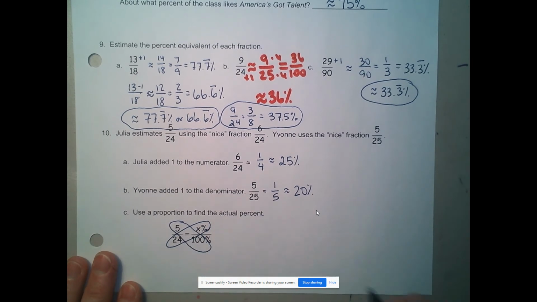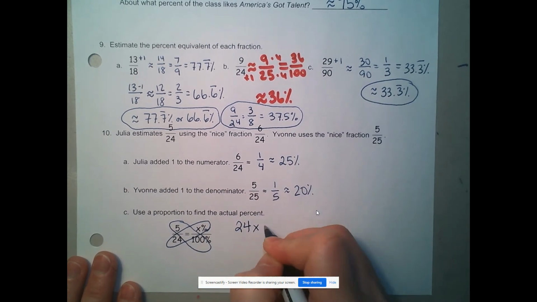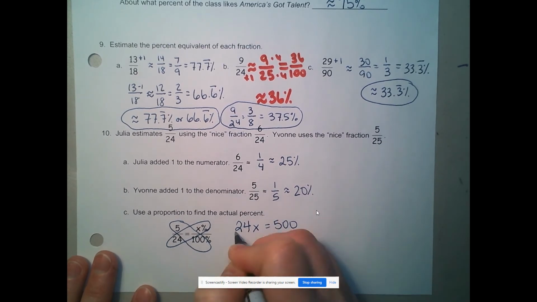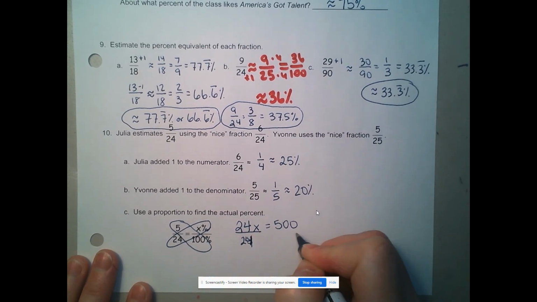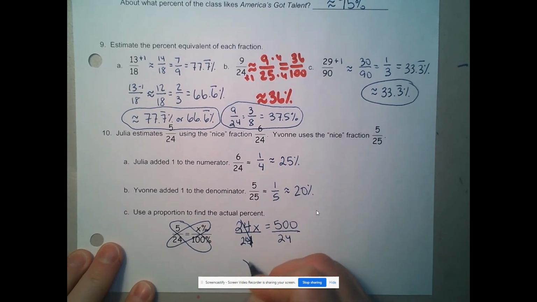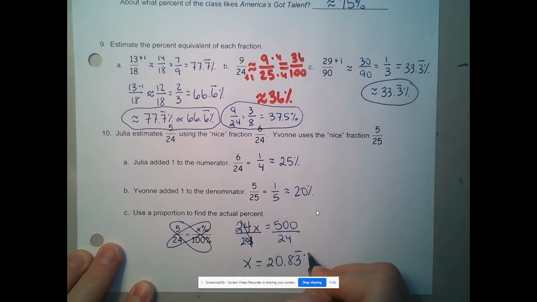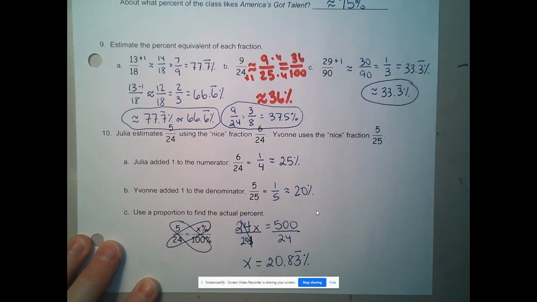5/24 equals x over 100. 24 times x equals 5 times 100, or 500. Divide both sides by 24 and get that x is 20.83 with the 3 repeating percent. And we would say that Yvonne had the closer estimate. Both girls had acceptable estimates, but it turns out Yvonne's is closer to the actual.